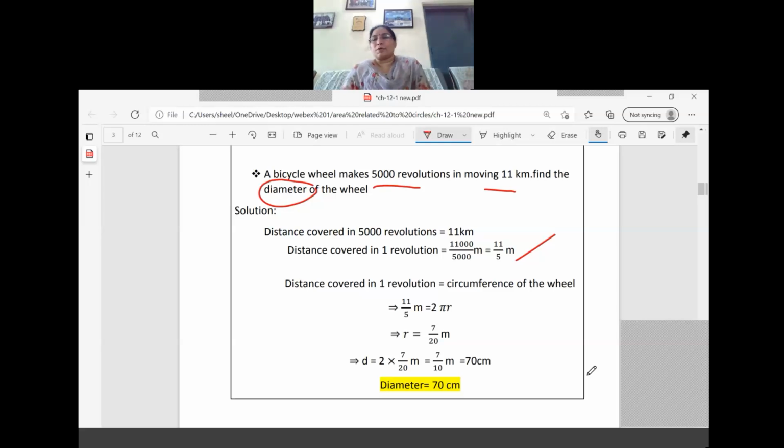Then you can convert it to centimeter. It is not required. If it is not asked in the question paper, then you can keep it in meter also. 7 by 10 meter or 70 centimeter. So this is one of the important questions, I say, because revolutions are connected with the circumference, and you can expect this in some question papers. You can see this pattern also.